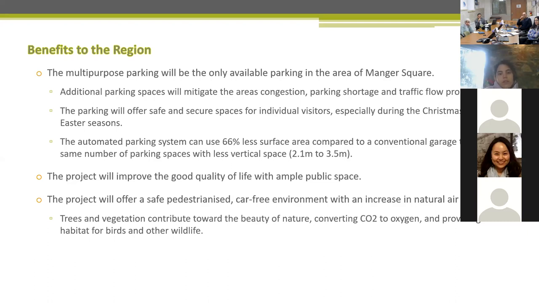It will improve the quality of life through the public spaces, and it will offer a safe, pedestrianized, car-free environment with an increase in natural air quality. And this is a final image of the project.